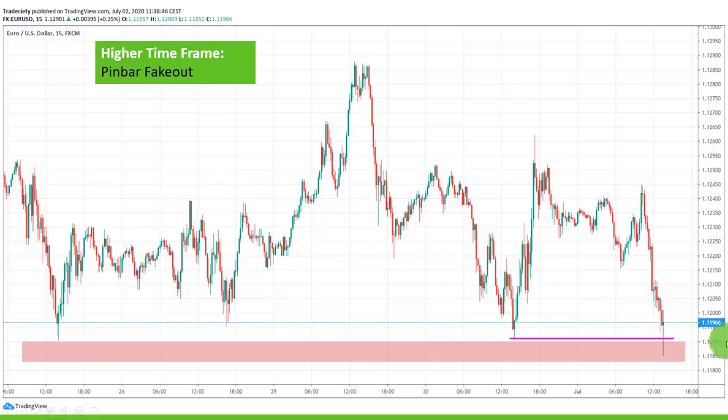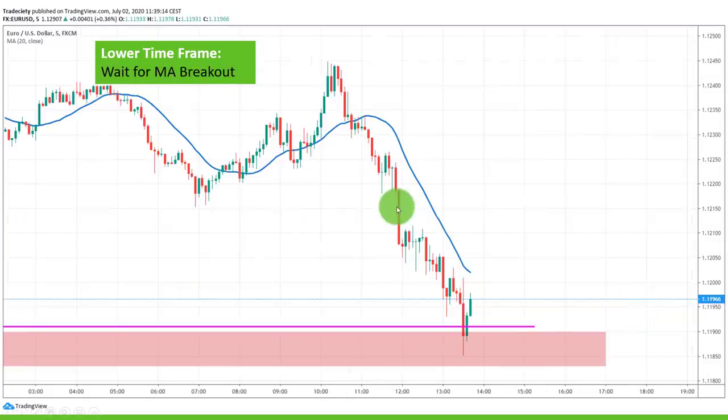And then we go to the lower time frame, to the exact position where this pin bar is forming. And we are using a moving average here now. The 20-period moving average is generally considered to be a good short to medium term moving average. And this is how the pin bar looks on the lower time frames.